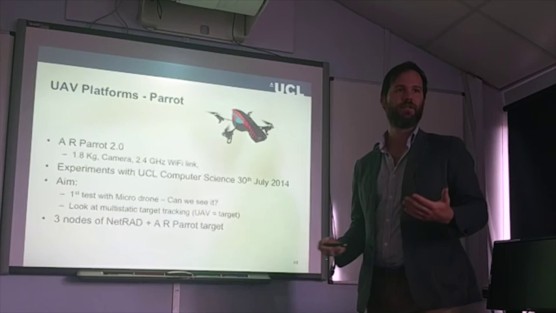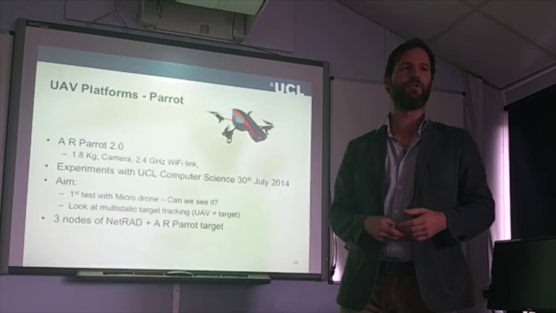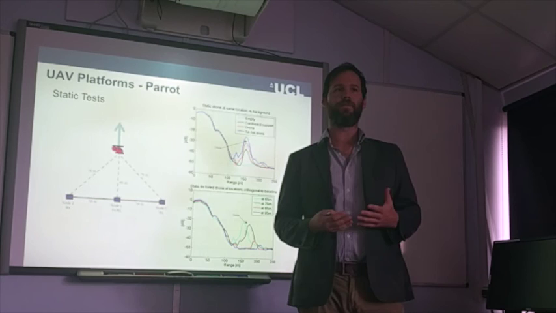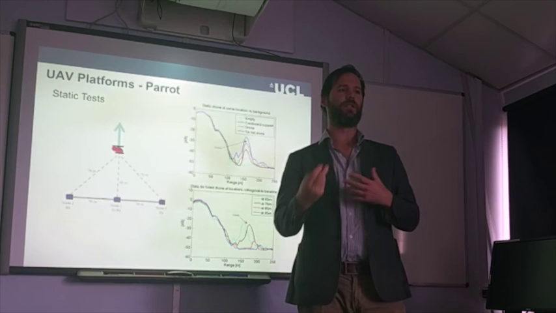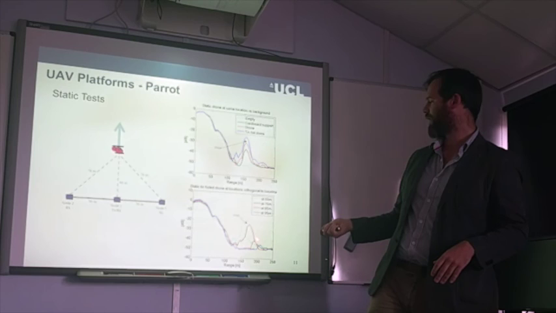So we brought our three nodes of NetRad and took the target out to Shenley Sports Ground and did some measurements. Good news is we could see the target statically, just on a pedestal. We saw, firstly, nothing, the pedestal, the drone on the pedestal, and then the drone slightly metallized to see how much that increases the RCS. We also saw it as we increased in range and saw how that affected it. The vertical scale there is just arbitrary dB.